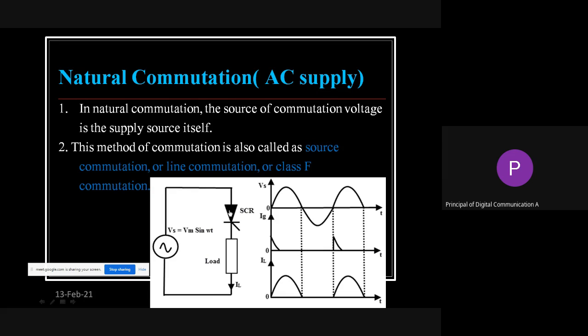Gate pulse is compulsory. So that is what is shown in this particular graph. So this is the VS, that is the sinusoidal signal. This is the IG, that is the gate current or gate pulse we are talking about.